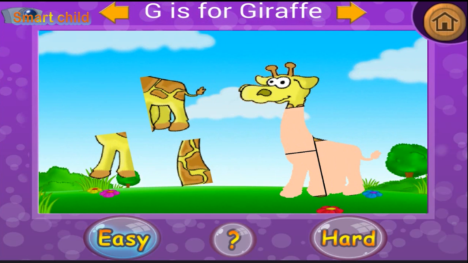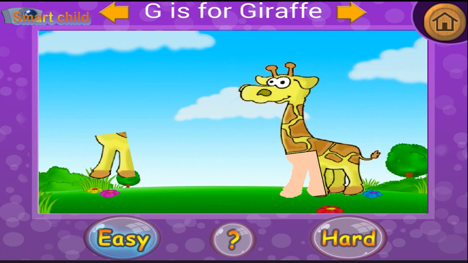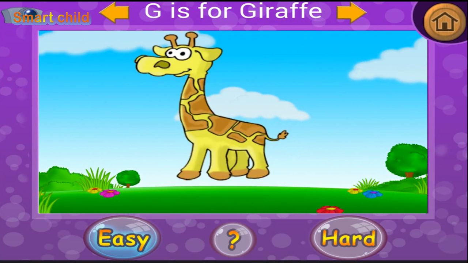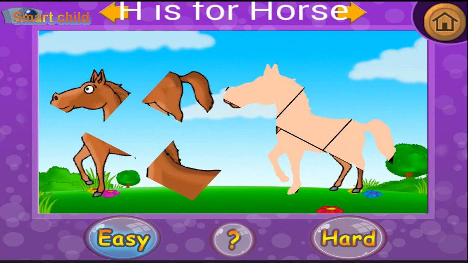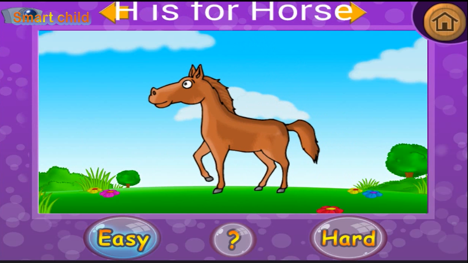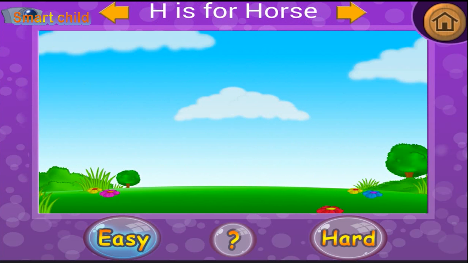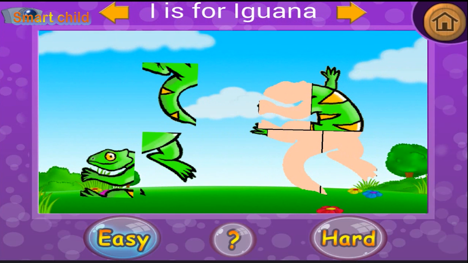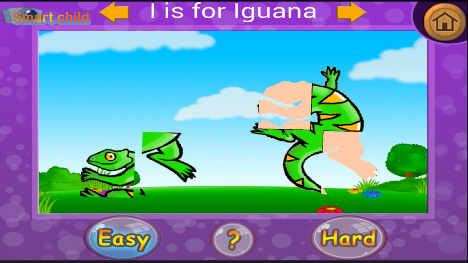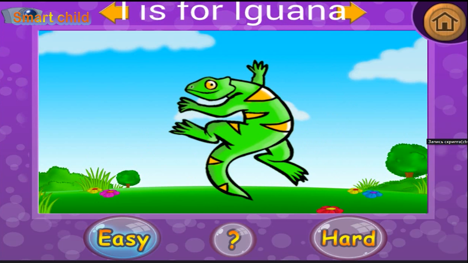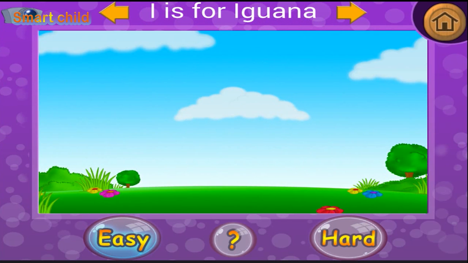G is for giraffe. Outstanding. G is for giraffe. H is for horse. Well done. H is for horse. I is for iguana. Astonishing. I is for iguana.